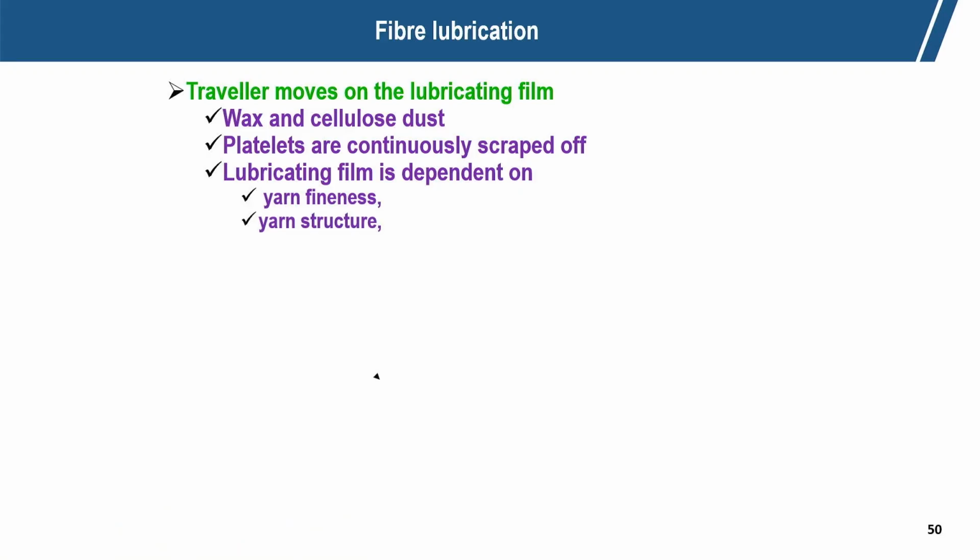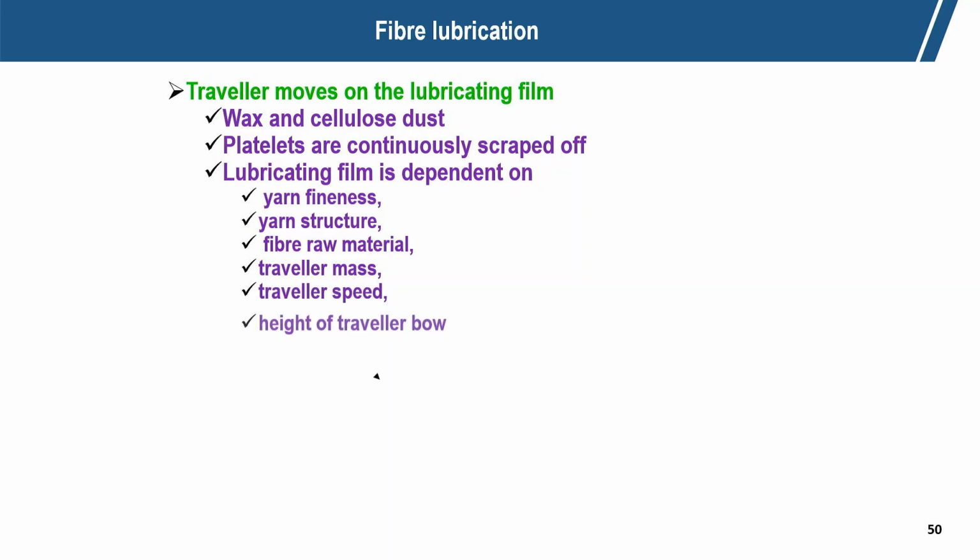Yarn structure: if it is very smooth, the lubricating film will not be developed. Fiber raw material: depending on the type of raw material, the lubricating film generation varies. Traveler mass: the higher the traveler mass, the quicker the lubricating film generation. Traveler speed. Height of traveler bow: if the height is very wide, the lubricating film generation will be slower.